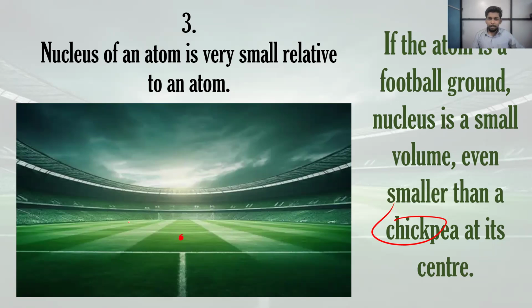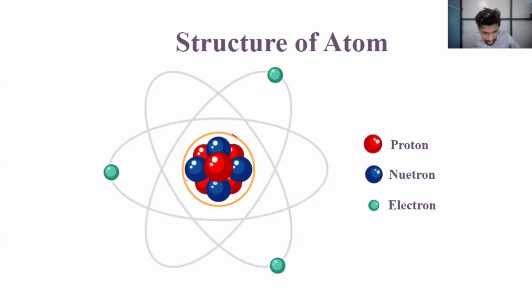Same like that, he compared the size of the atom with a ground and the size of the nucleus with a chickpea. So actually the size of the nucleus is very, very small. For example, just say atom is like a ground and nucleus is like a chickpea. Can you imagine that? How small will the nucleus be?